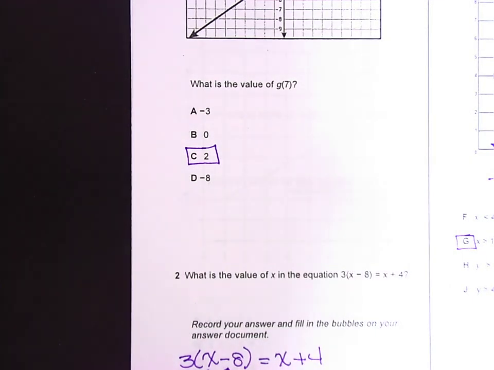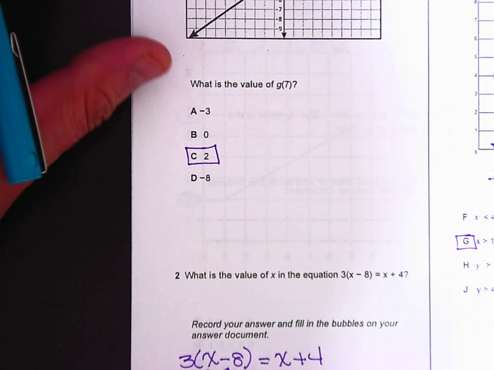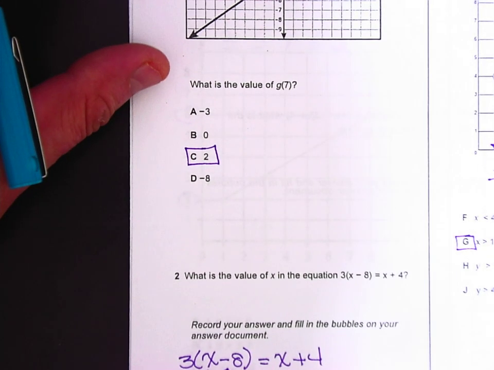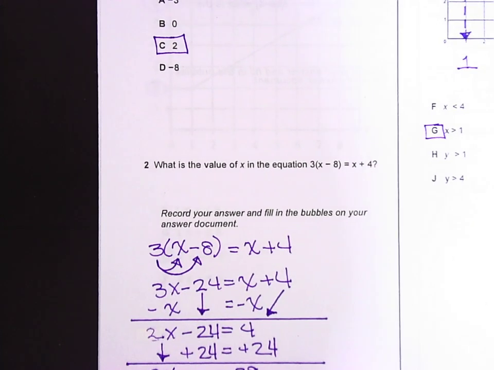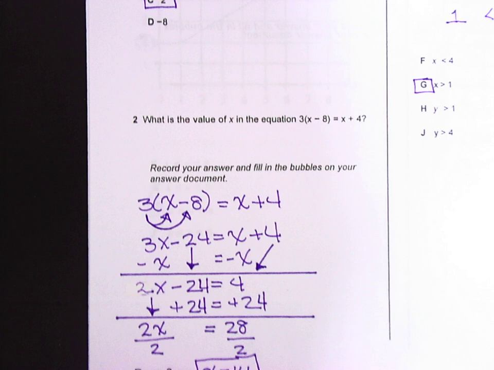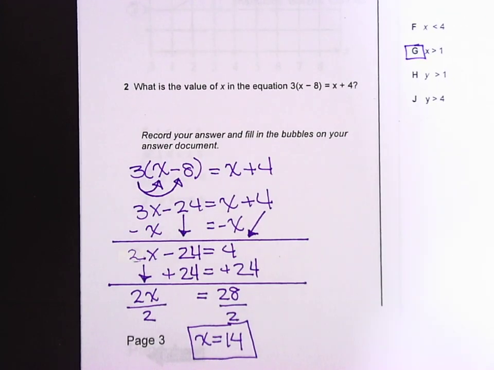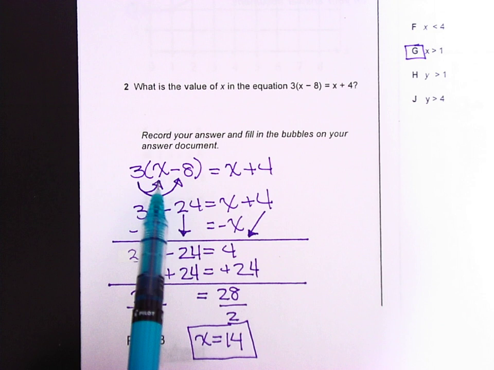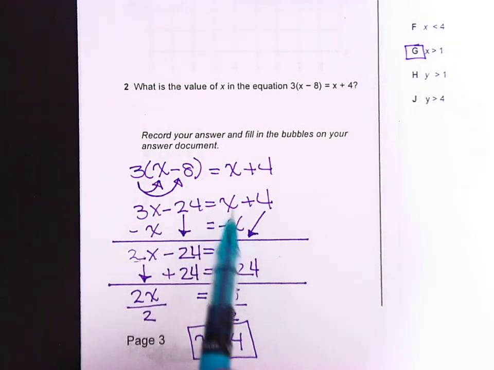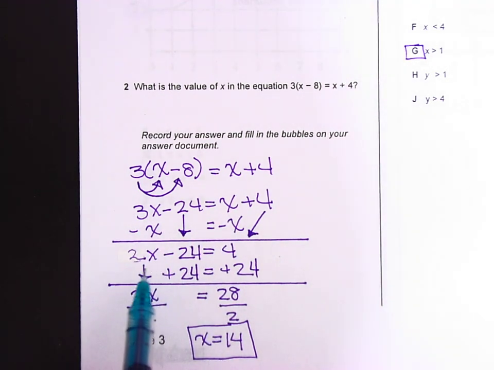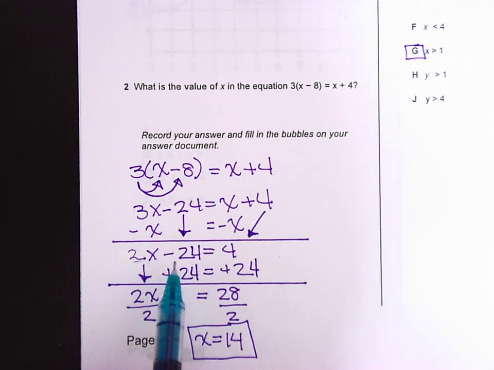Question 2. What is the value of x in the equation 3 times x minus 8 equals x plus 4? This was a griddable. They wanted us to record your answer and fill in the bubbles on your answer document. So you should have used nsolve considering this was a timed test and you are allowed to use your calculator. However, if you didn't, here is the math. You should have distributed the 3 to the x minus 8. Once you've done that, you want to combine all your x's to one side. I did that by subtracting the x from the right and from the left. After you've combined your like terms, you got rid of this minus 24 constant by adding 24 to both sides. And then I finally got the x by itself by dividing both sides by 2, and you get 14.